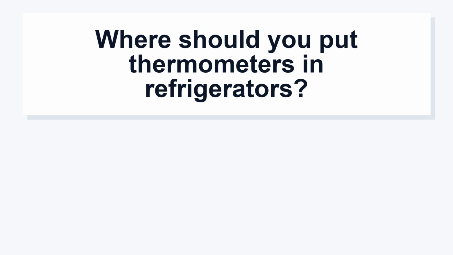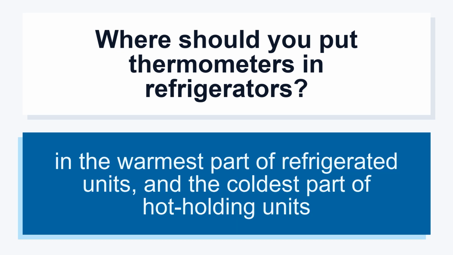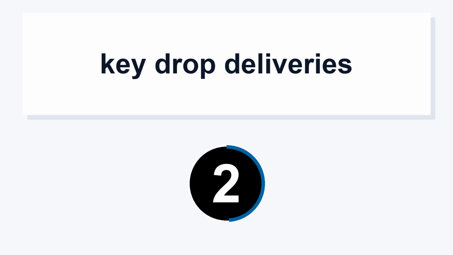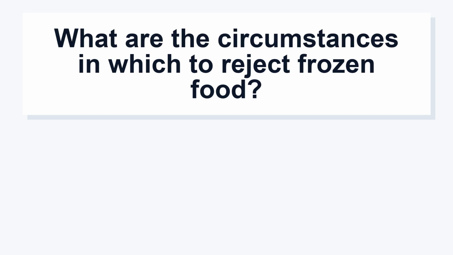Where should you put thermometers in refrigerators? In the warmest part of refrigerated units, and the coldest part of hot holding units. Key drop deliveries. Food service operations that receive food after hours when they are closed for business, products are then placed in coolers, freezers, and storage areas.